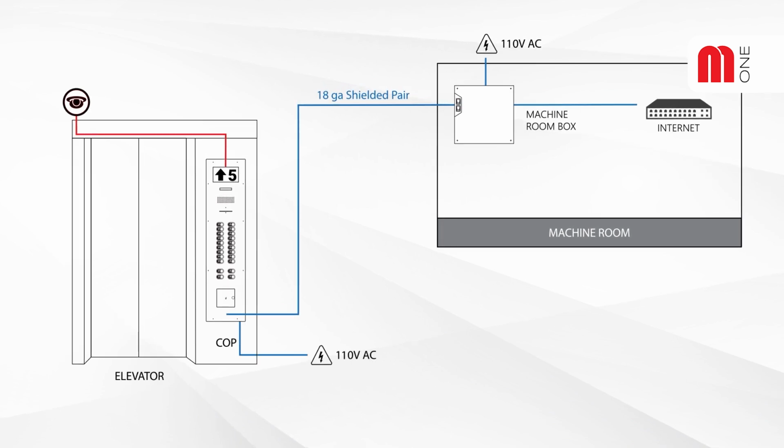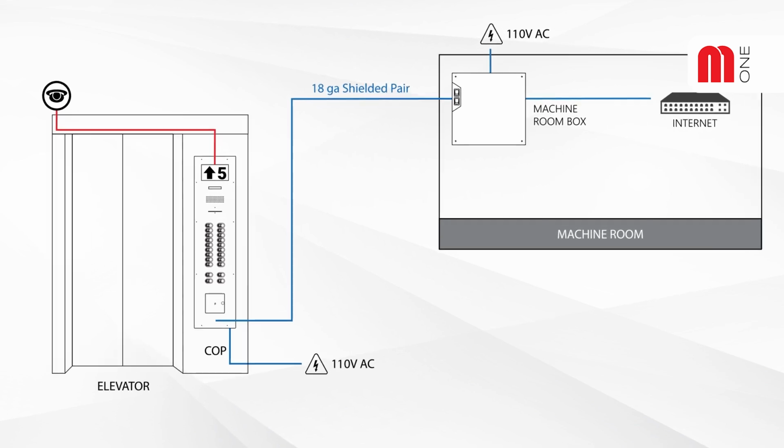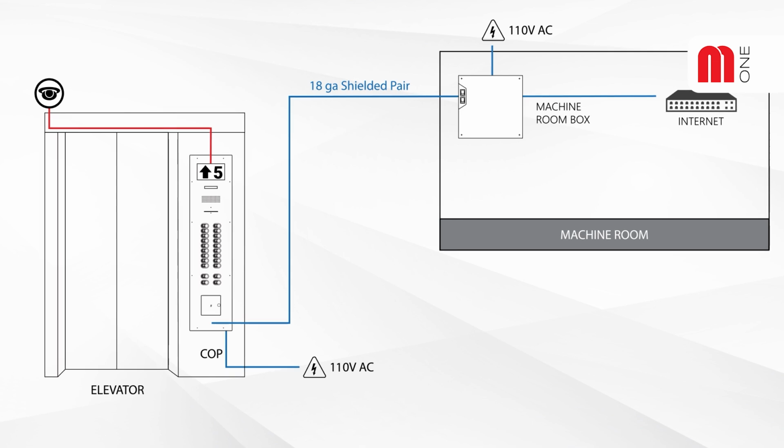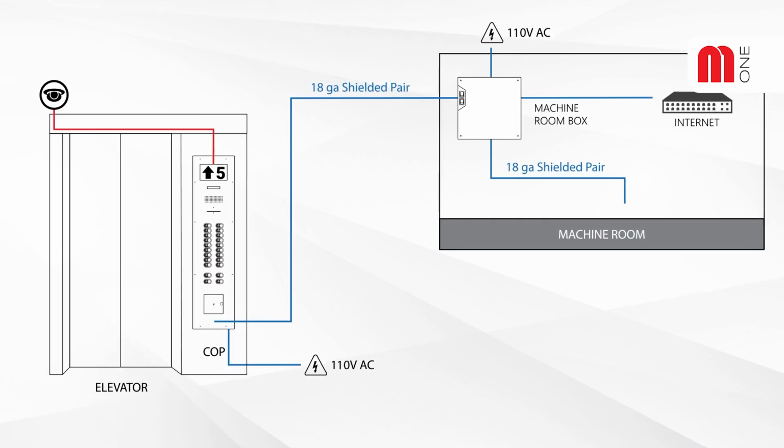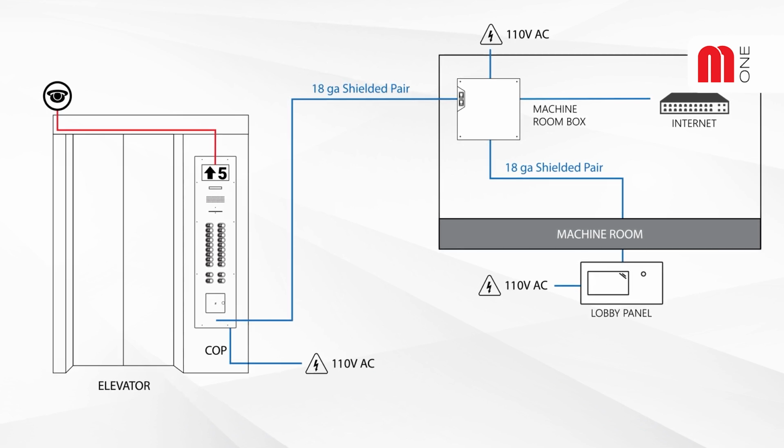The camera is either included in the COP, or you can mount the camera externally on the ceiling or in a discrete location with one of our low-profile cameras. Turn on power first to the machine room box, then the COP, and you're done. If the travel is over 60 feet, simply add another 18-gauge TSP to the local communication panel and add power.